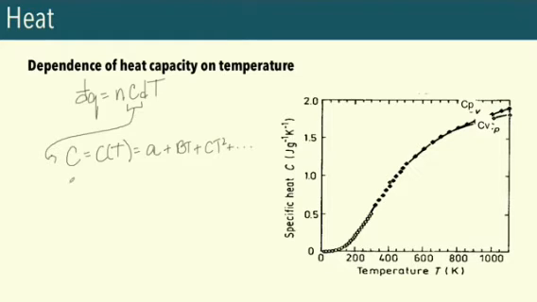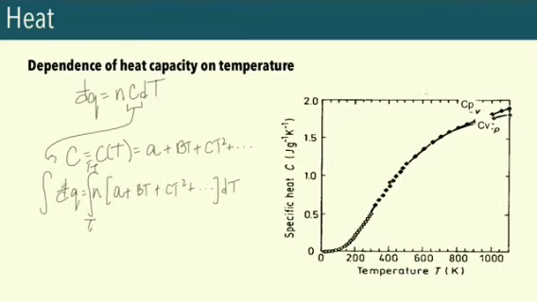If we're going to be evaluating heat, then we need to take into account this temperature dependence of our heat capacity. So we write dq is equal to n, and let's replace our heat capacity with this expanded expression here, a plus bt plus ct squared onwards, times dt. In order to get values for heat during the entire process, we need to integrate from the initial to the final states. Here we're integrating with respect to temperature, so we integrate from the initial temperature to the final temperature.